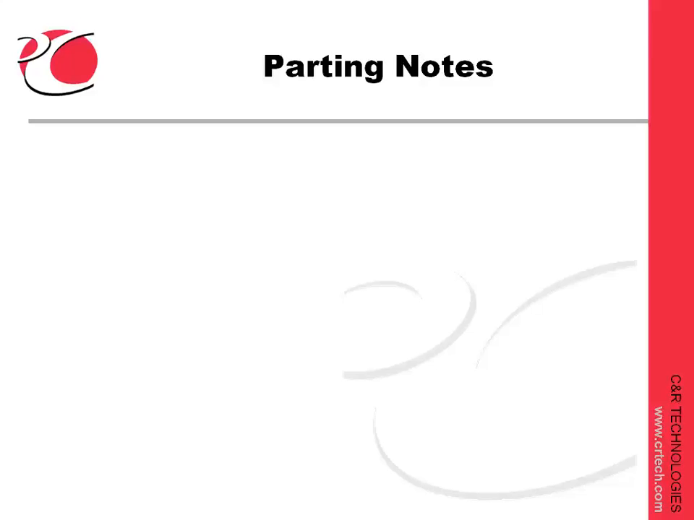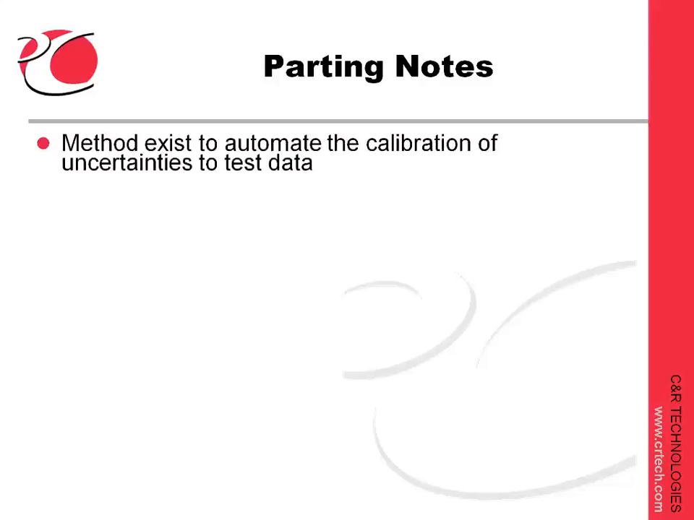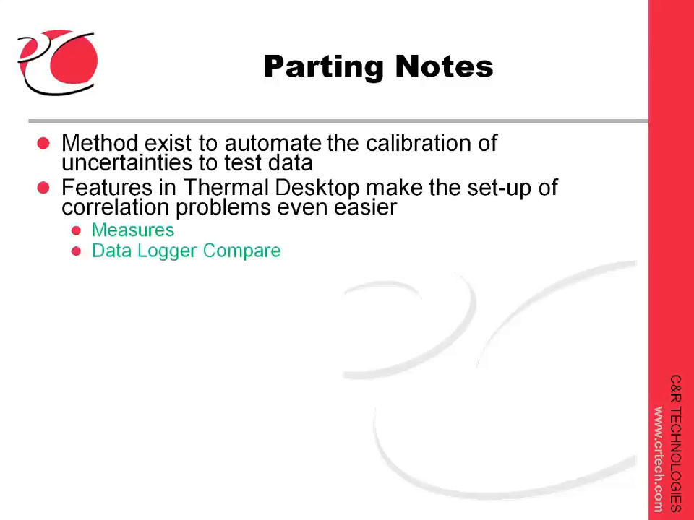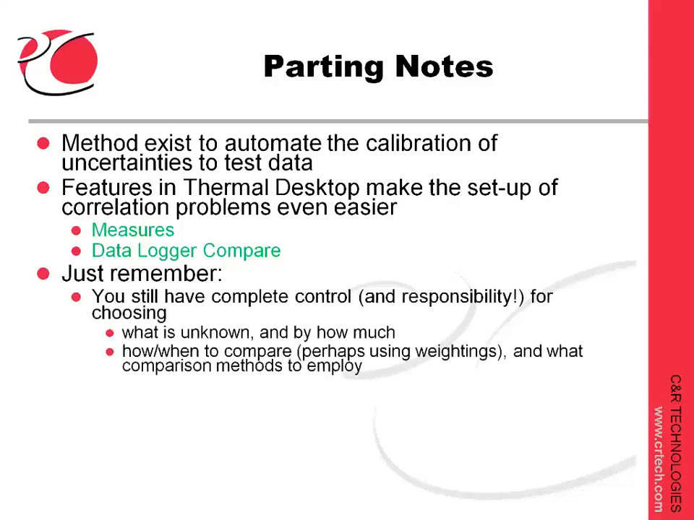I'd like to summarize what we've covered in this video. As you've seen, tools exist to automate the adjustment of a model to better fit any available test data or any data from other analyses. 2 such productivity tools are the TD Measures feature and the TD Data Logger Compare object. The drudgery of model calibration, or model correlation as you might call it, has been greatly reduced, but remember, you still have complete control over the process and still have responsibility for the results.